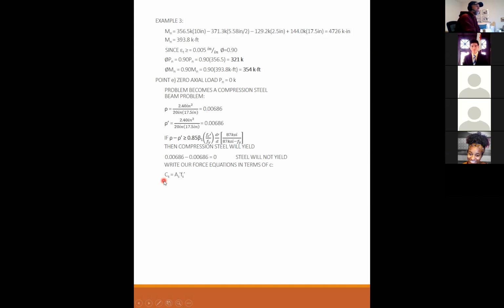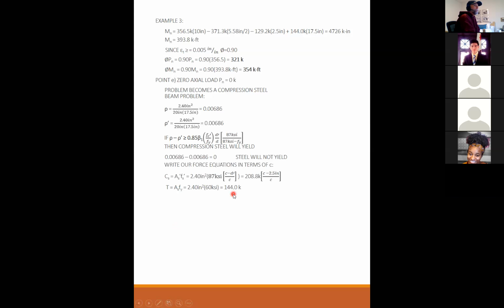So the compression in the steel, F sub s, can be written as the area of steel times 87 ksi times (c minus d prime) over c. And this simplifies to about there. It's about as simple as you get. Tension is area of steel times Fy.